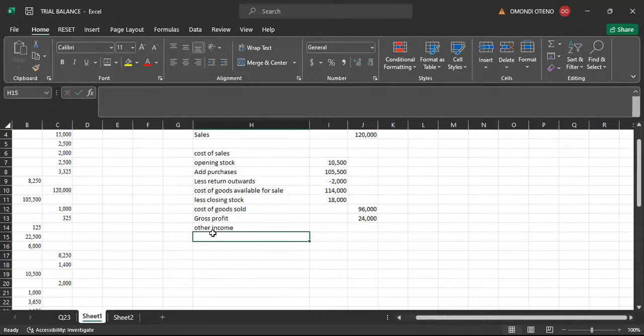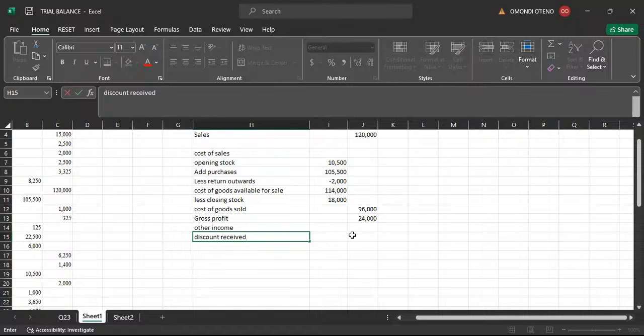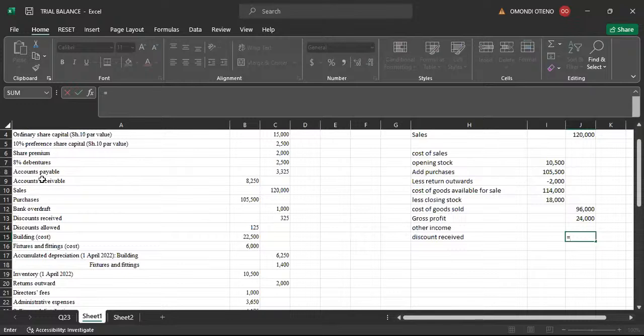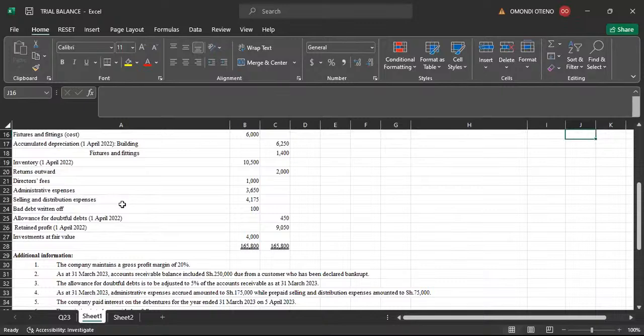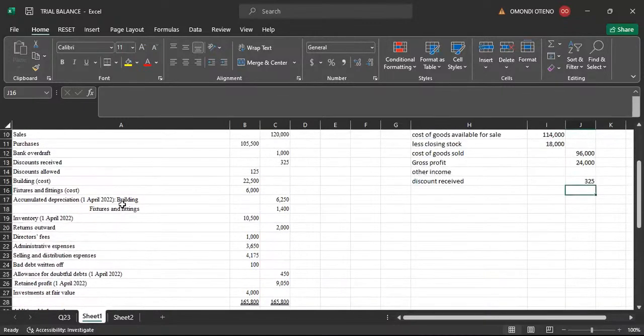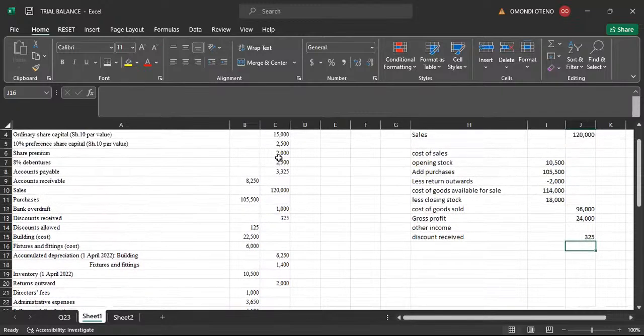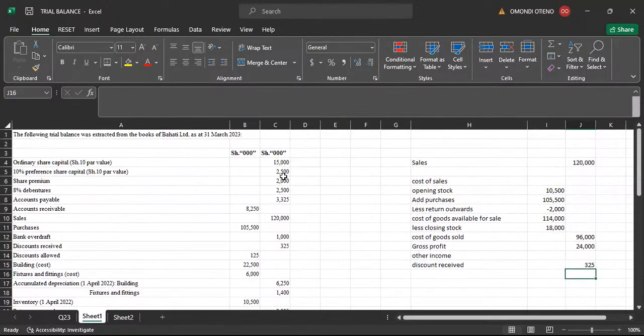Other income, we have discounts. Discount received. Discount received, you're able to see the 325. That is the discount received. Any other income that is here? So any other income? It should be on the credit side. Do we have any other income here?